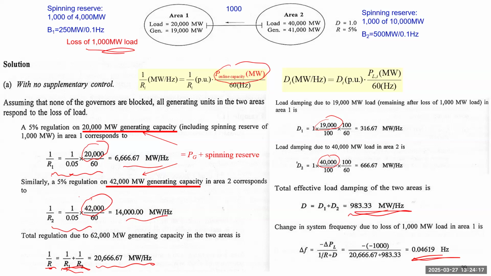But notice the total generation for the entire area is 19,000, which means only a small percentage of the generation carries spinning reserve, or they are actually connected to AGC, not all of the units.